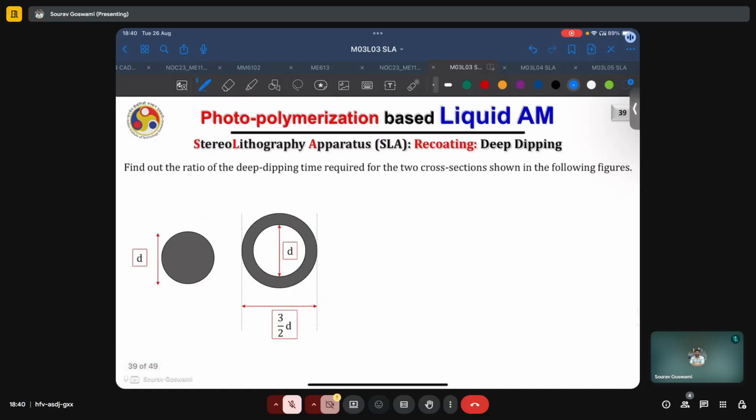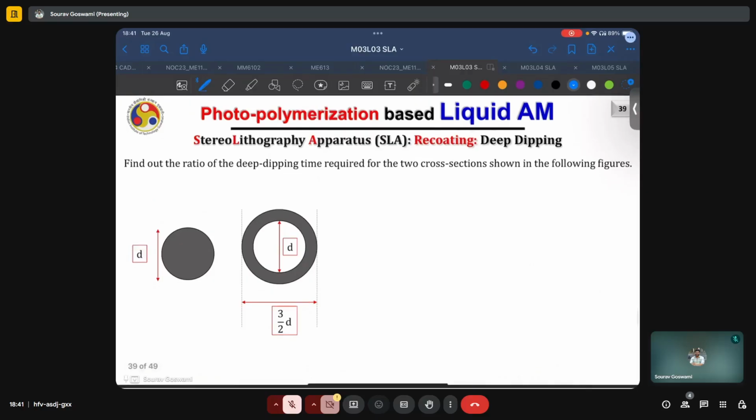So here we also have an example numerical where we are asked to find the ratio of the deep dipping time required for the two cross sections shown in the figure. So say this is my cross section 1 and this is cross section 2.